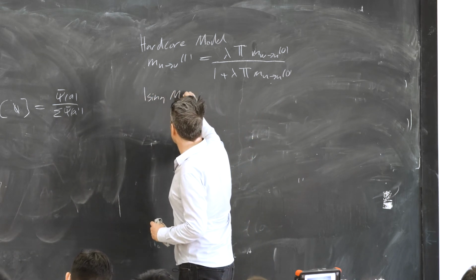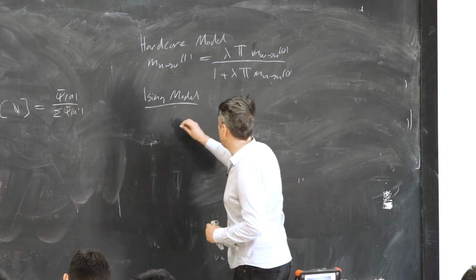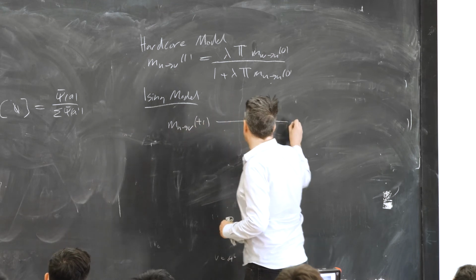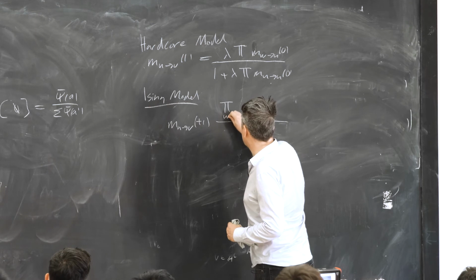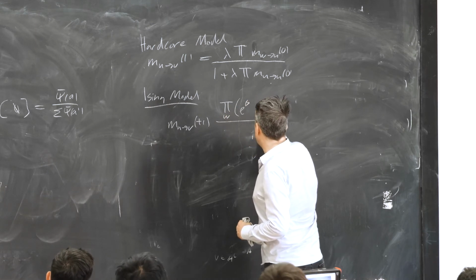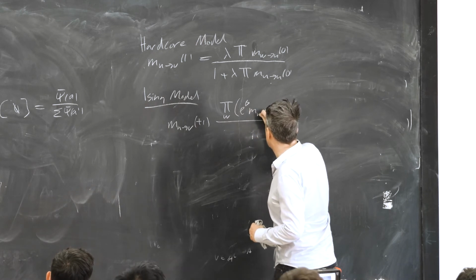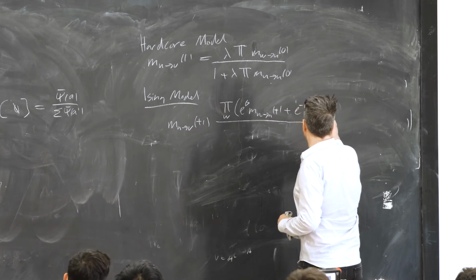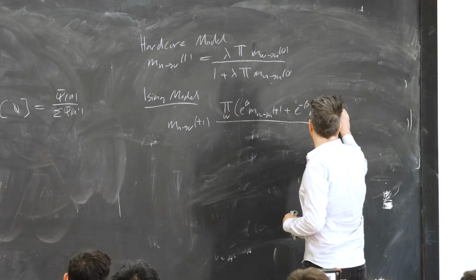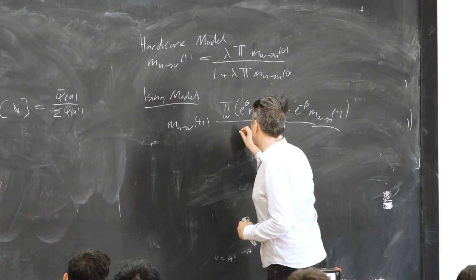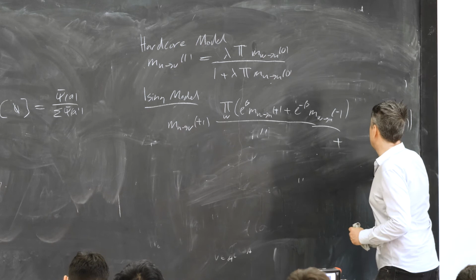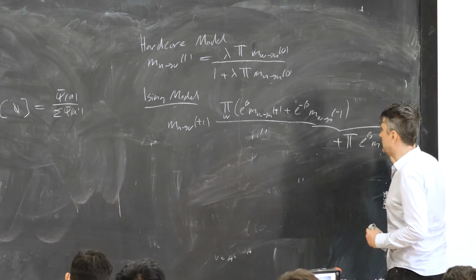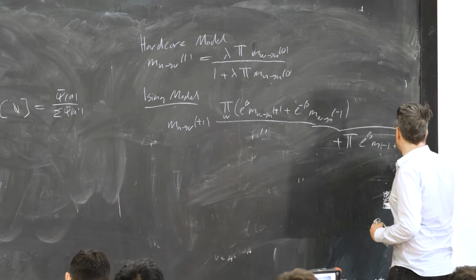For the Ising model, plus 1, product over W, e to the beta M plus, e to the minus beta M minus, over the same thing plus essentially the same product except with the plus and the minus switched around.